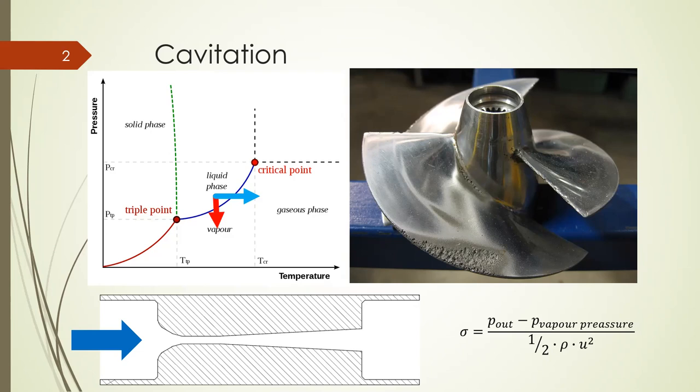We characterize cavitation by the cavitation number, which is made of the pressure out of the nozzle, vapor pressure, density, and the velocity in the restriction. The cavitation number is from 0 to 1, and 0 represents no cavitation, so a lower number represents a higher intensity of cavitation.